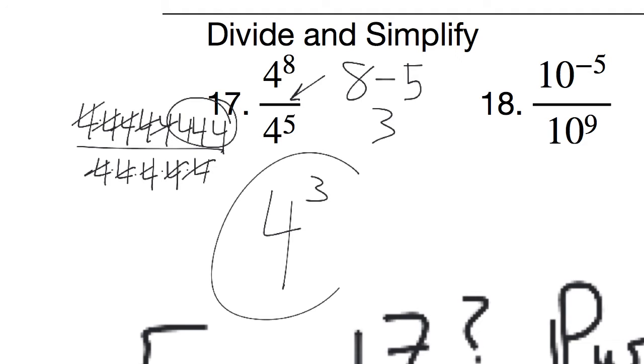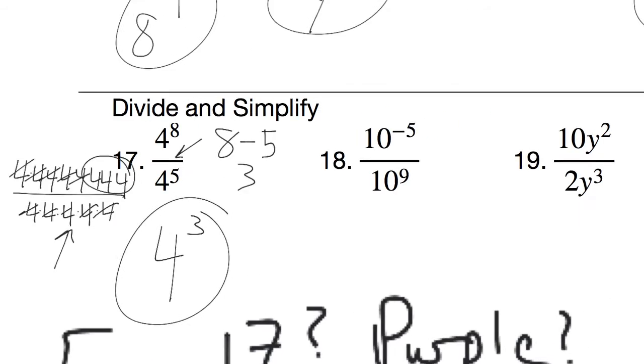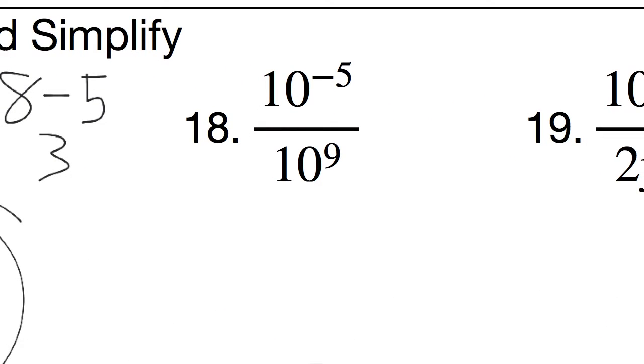This is the long way, but if you want to do the short way, and in fact I need you to make sure you can do the short way, you have to subtract. 8 minus 5 is 3. That's 4 to the third. Let's subtract again. Negative 5 minus 9 would be negative 14. So the answer is 10 to the negative 14th.